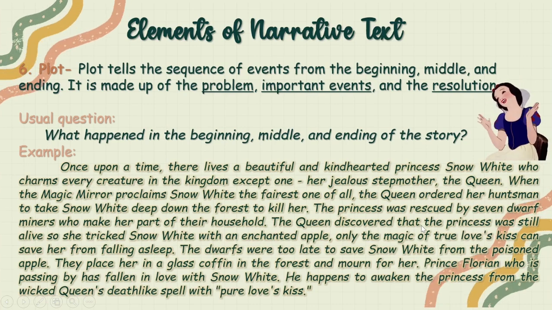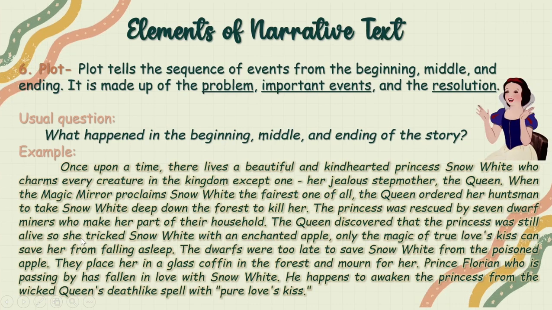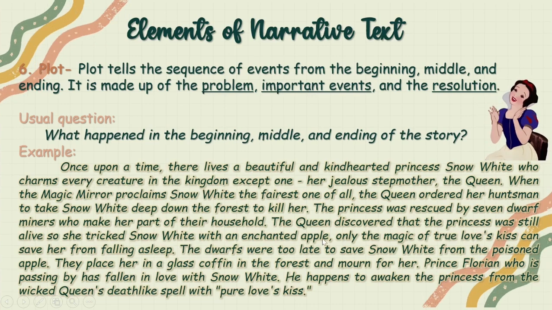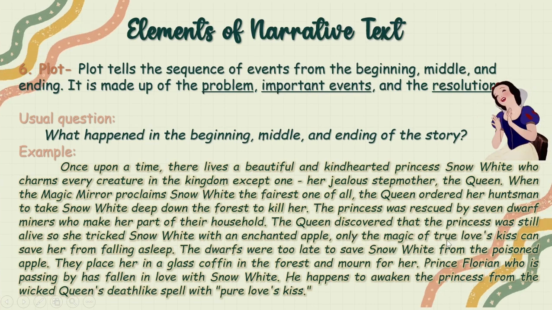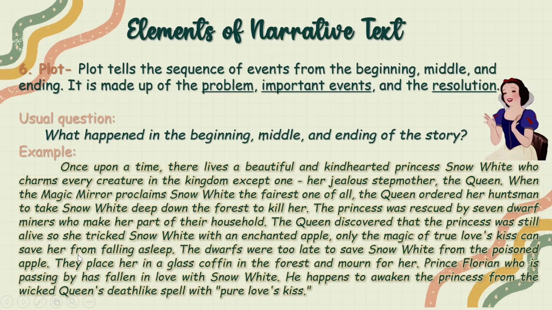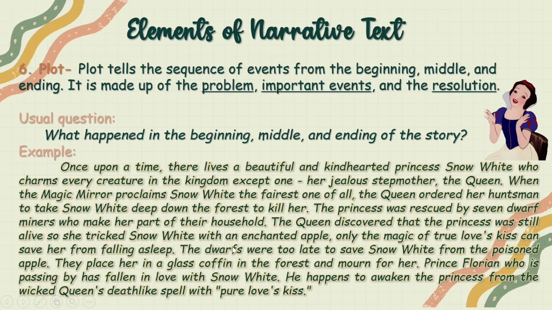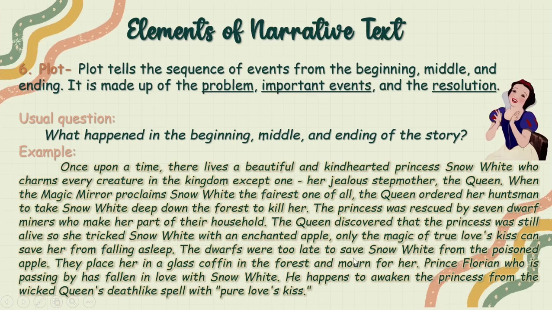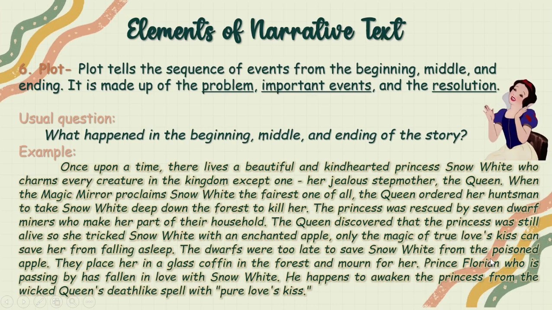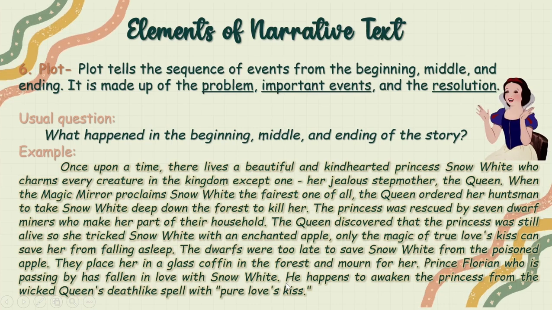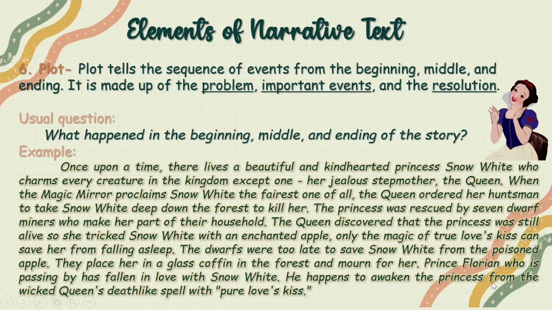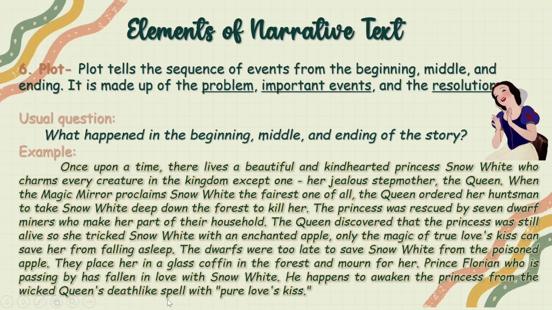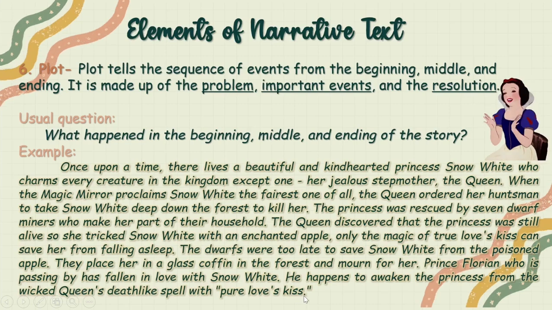The queen discovered that the princess was still alive, so she tricked Snow White with an enchanted apple. Only the magic of true love's kiss can save her from falling asleep. The dwarfs were too late to save Snow White from the poisoned apple. They placed her in a glass coffin in the forest and mourned for her. Prince Florian, who is passing by, has fallen in love with Snow White. He happens to awaken the princess from the wicked queen's death-like spell with pure love's kiss.